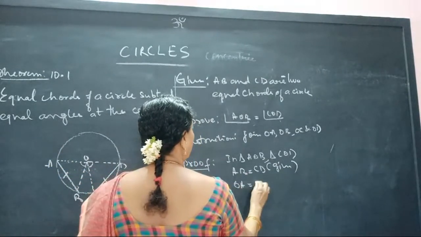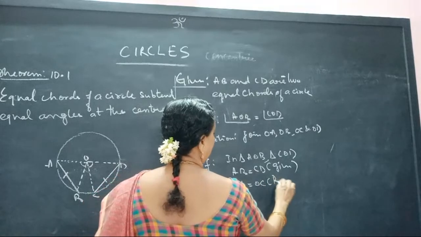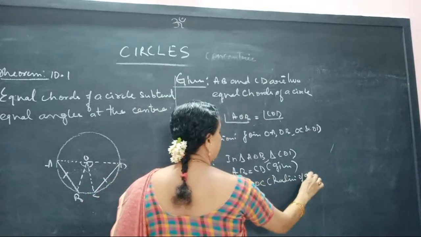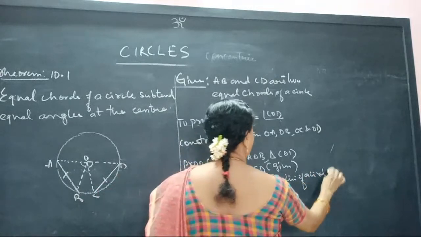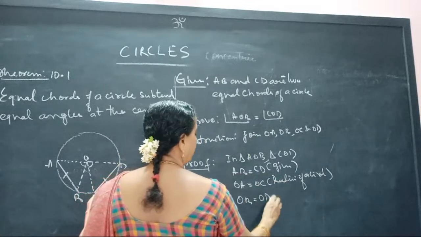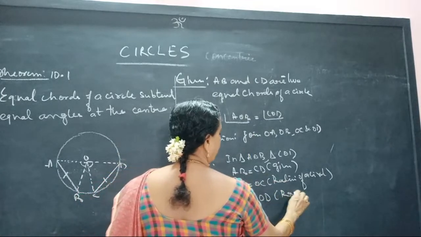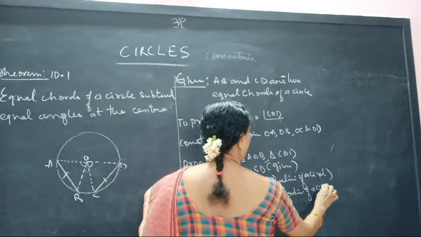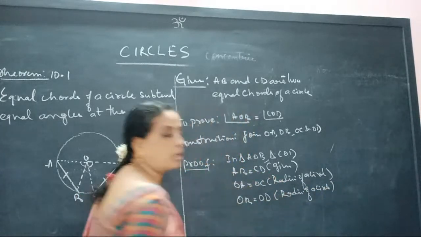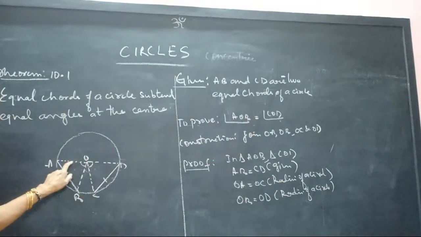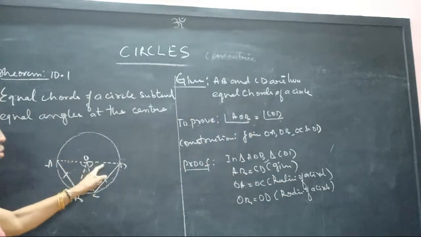OA equals OC, radii of a circle. OB equals OD. This is also the radii of a circle. So here all the three parts are matching. AB is equal to CD, OA equals OC, OB equals OD.